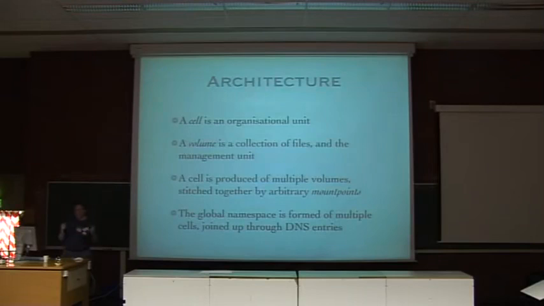Cells are stitched together to provide that functionality through doing DNS lookups. AFS actually has its own resource record in the DNS called the AFS-DB record, which is kind of a forerunner of today's SRV records.